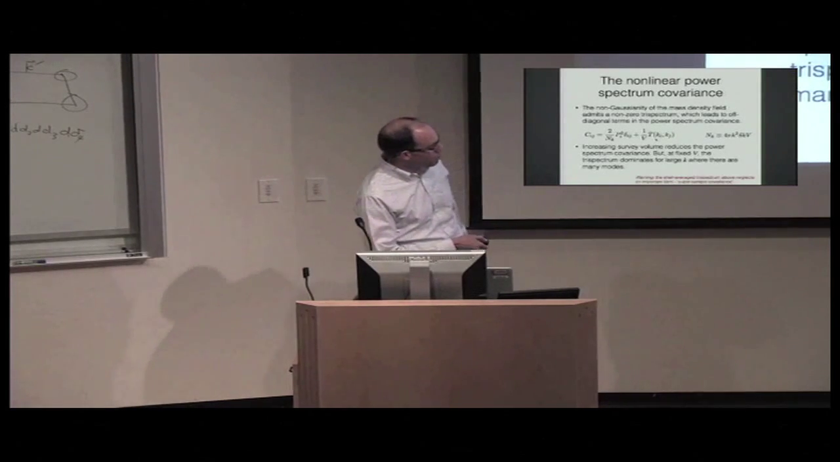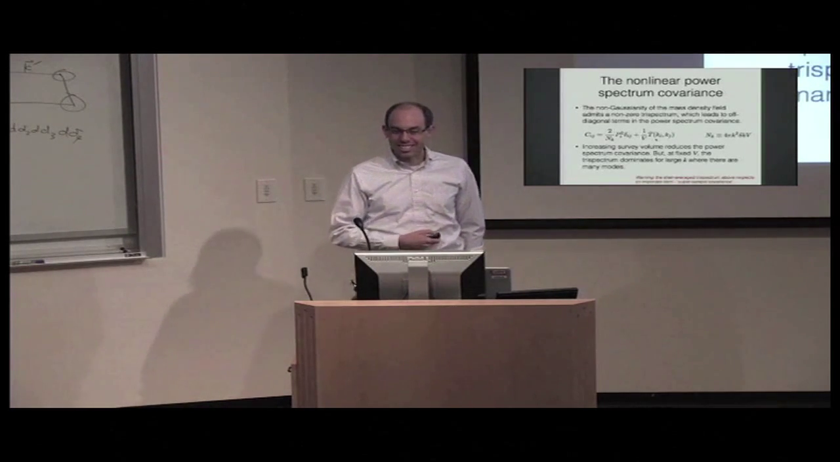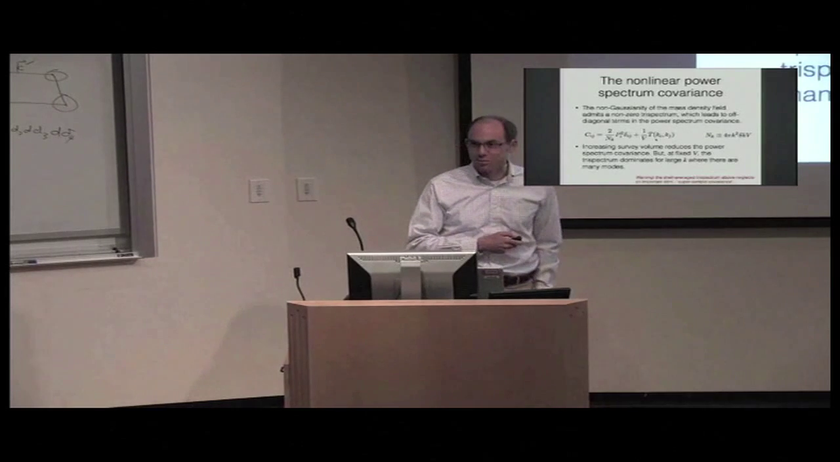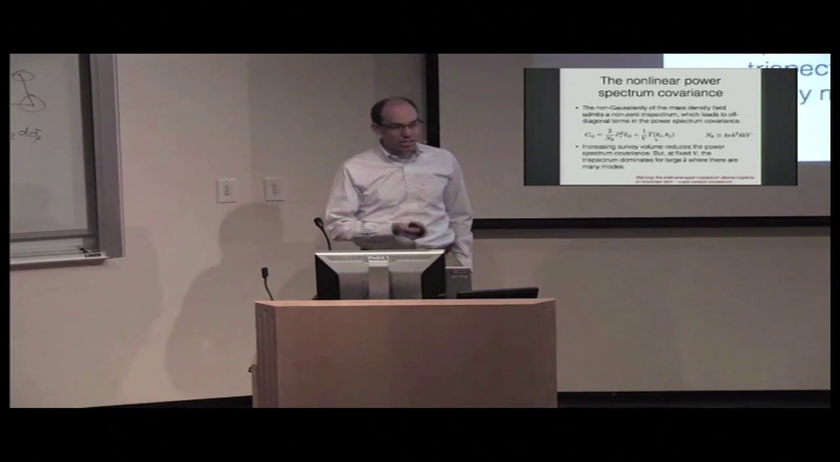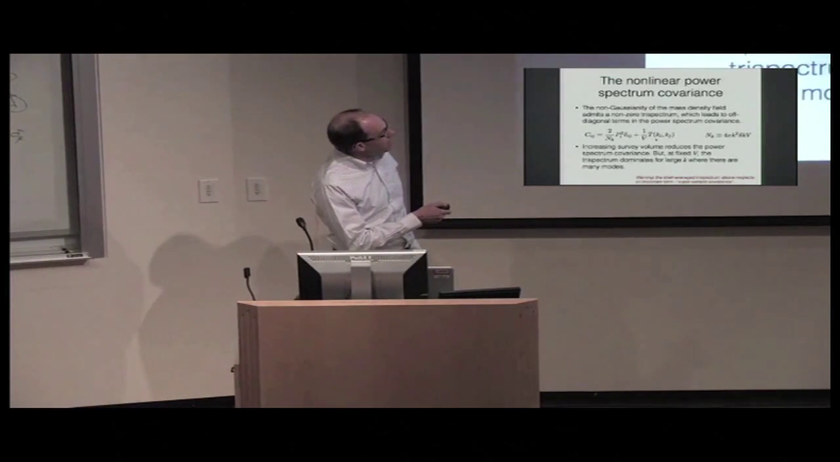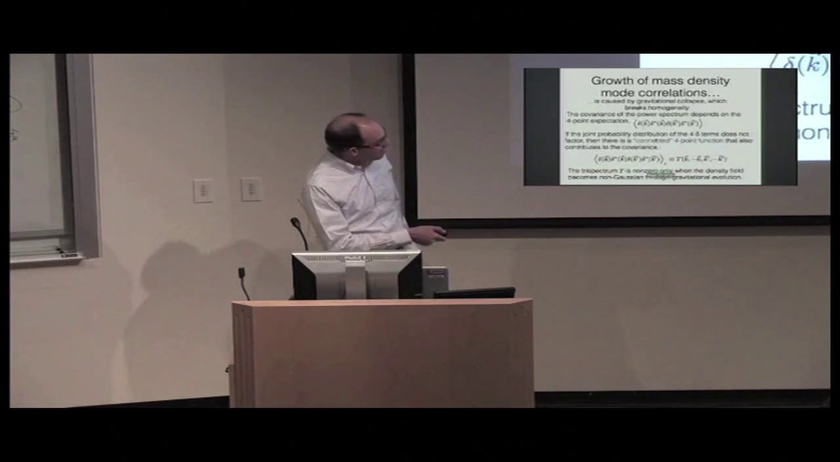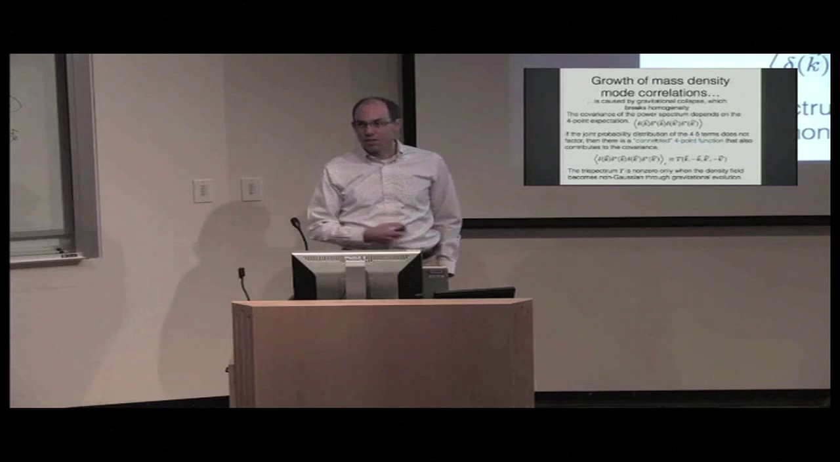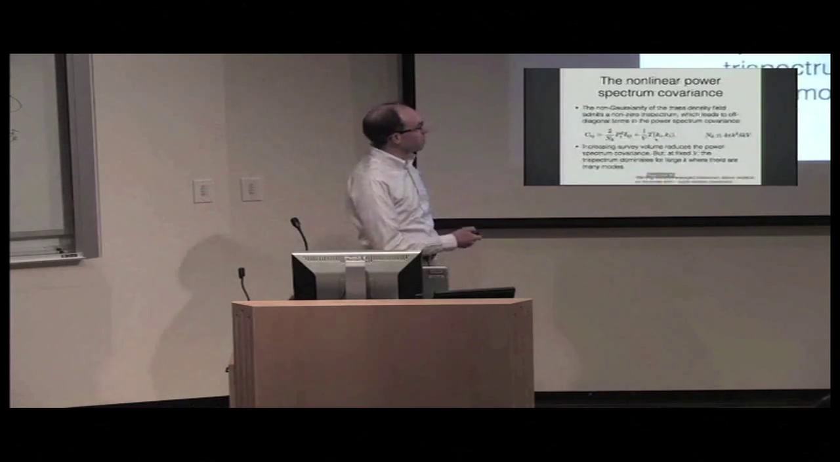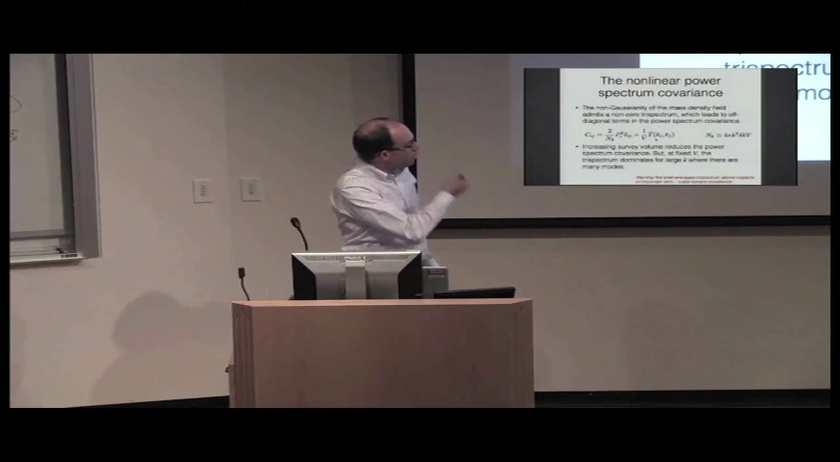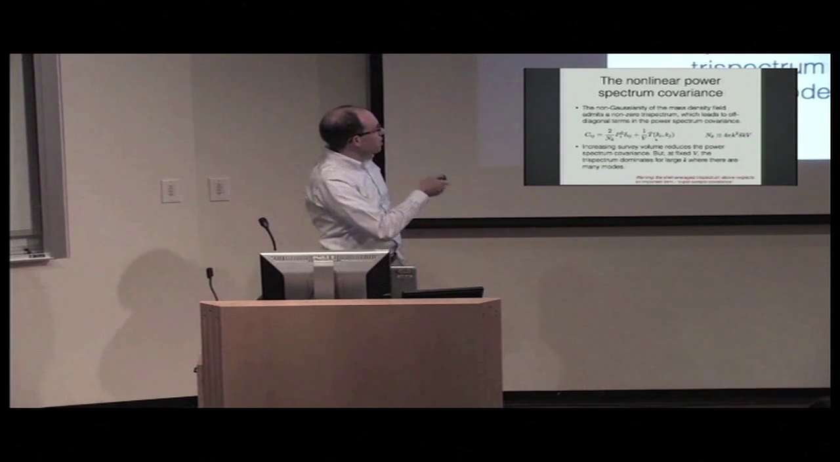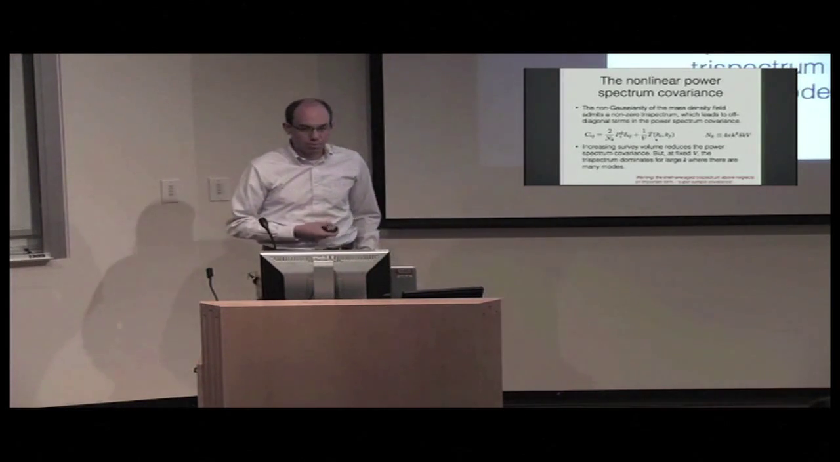That's called super sample covariance. You can go Google it, because there's not time to get into it here. But it's a mode coupling between large and small scale modes that contributes to the proper averaging procedure of this trispectrum as a function of wave number, or these configurations of these parallelograms, to turn them into something that's contributing to the covariance of the shell averaged power spectrum estimator.